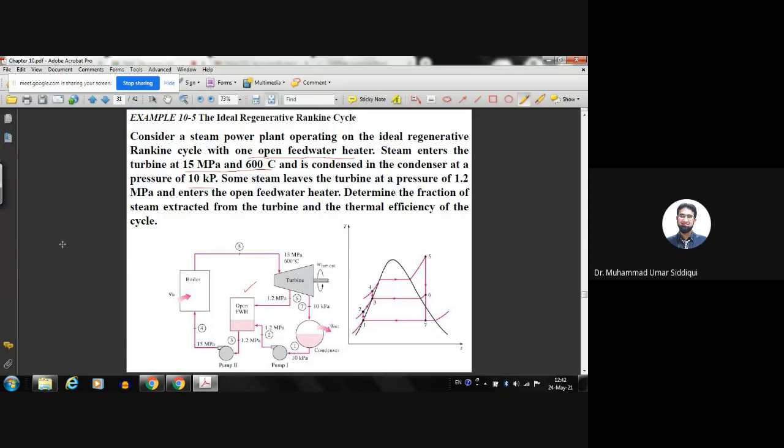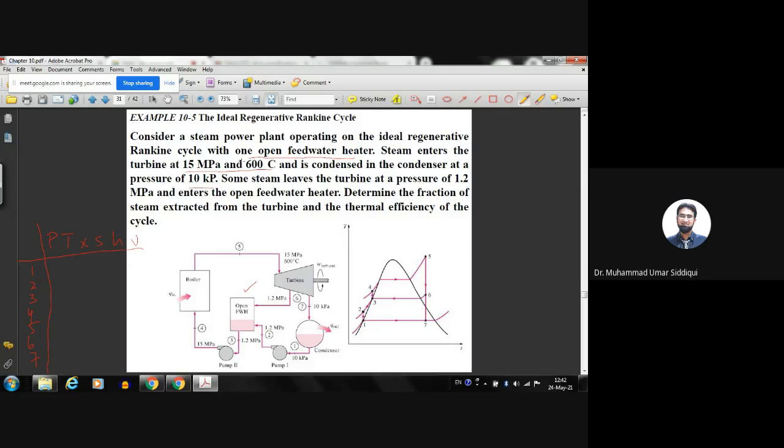Okay, so let's have a look at it. What are the properties we have here? P, pressure, temperature, X, S, H, specific volume. So these are the things that we have here. Now let's talk about how many state points we have. We have state points 1, 2, 3, 4, 5, 6, 7.